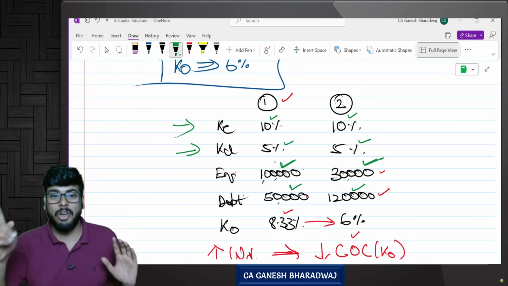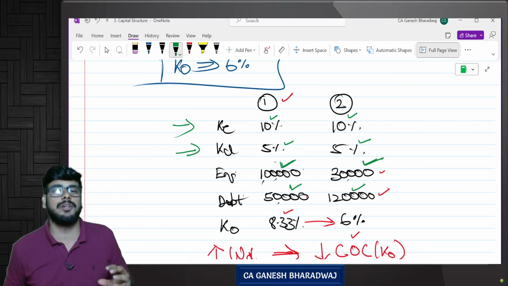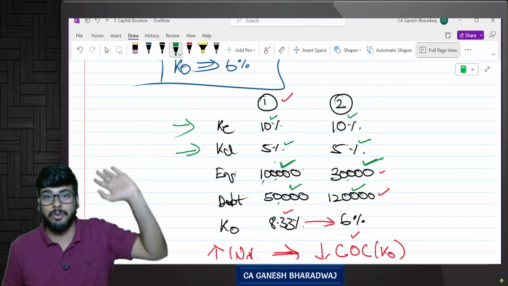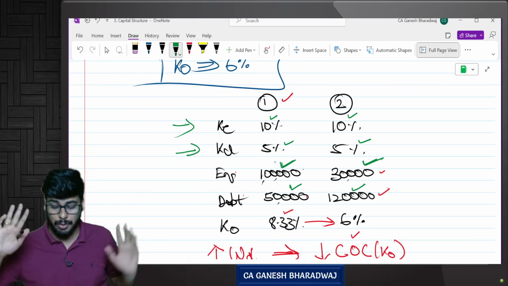Clear? So because of the amount that you are raising from a particular source of finance, its cost will not change. Its respective cost as a percentage will not change. Are you clear with this?